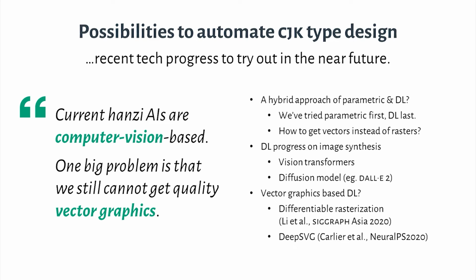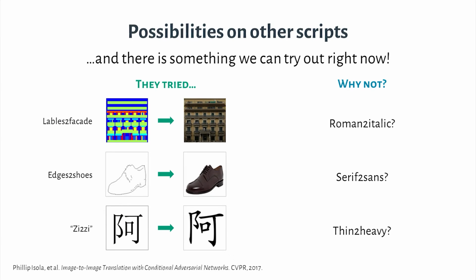There are also a few attempts for deep learning on vector graphics, including DeepSVG, as well as some methods that try to provide more fundamental mathematical tools for the task, like the idea of differentiable rasterization. Deep learning is powerful. We may also try it on other scripts to aid the design.